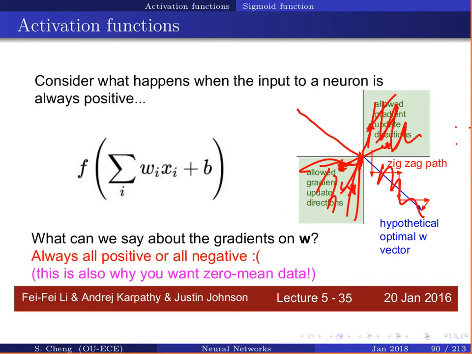Actually, this is okay. This is not really bad. So I can only go this way or this way. What I mean is that I cannot go straight this way. The maximum I can go is here, but I cannot go this way. You see that? So when we do the optimization, we are forced to go through some zigzag path. So it won't be as efficient as if our gradient is allowed to have both positive and negative elements. Of course, if you look at that in just 2 dimensions, it doesn't look too bad.